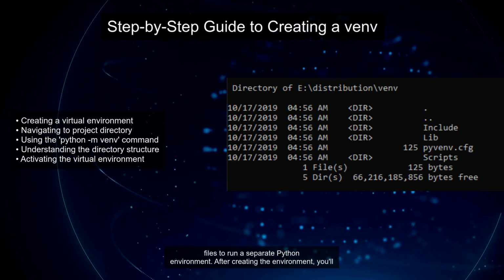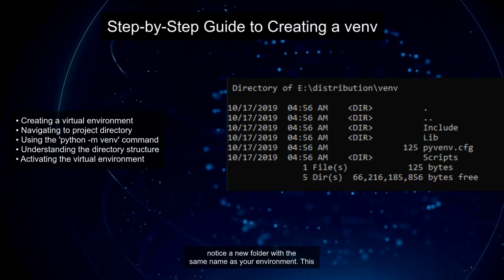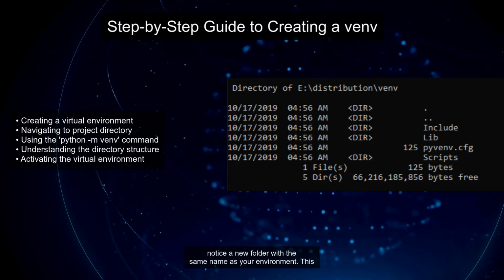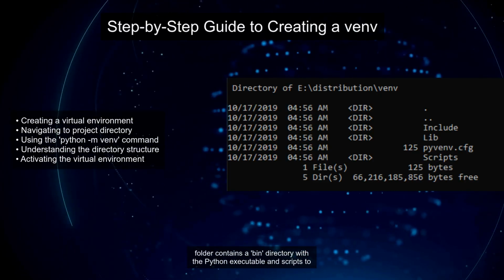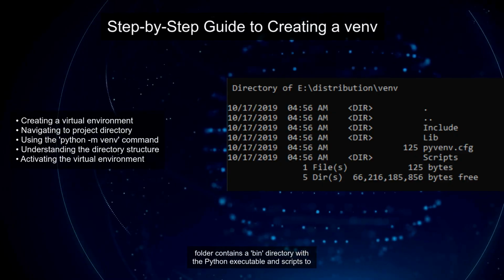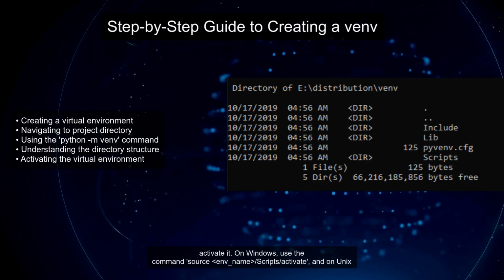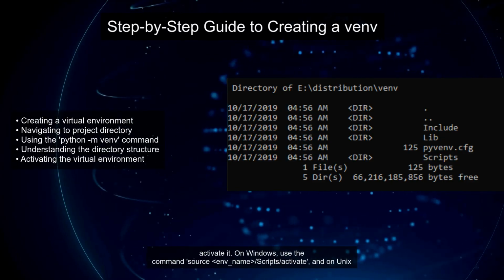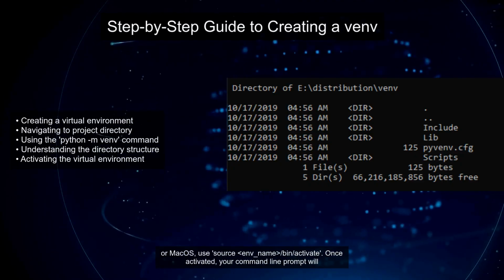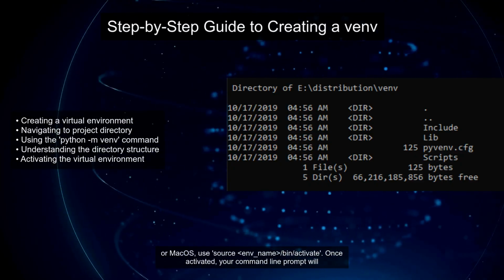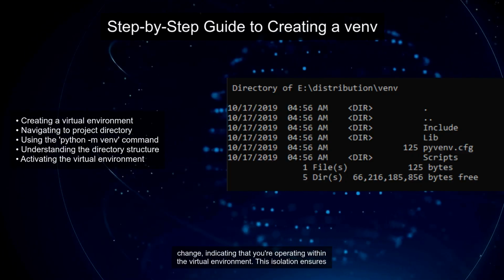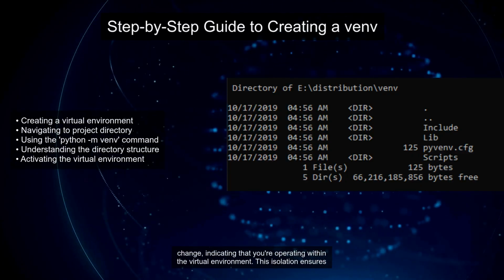After creating the environment, you'll notice a new folder with the same name as your environment. This folder contains a bin directory with the Python executable and scripts to manage the environment. To start using the virtual environment, you'll need to activate it. On Windows, use the command env_name\Scripts\activate, and on Unix or macOS, use source env_name/bin/activate. Once activated, your command line prompt will change, indicating that you're operating within the virtual environment.